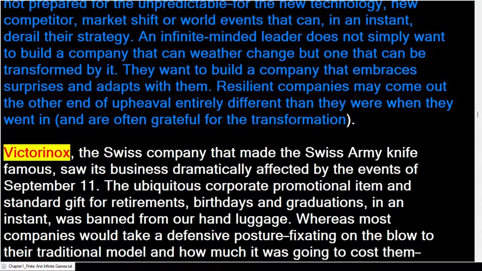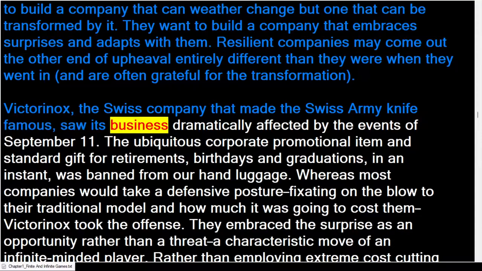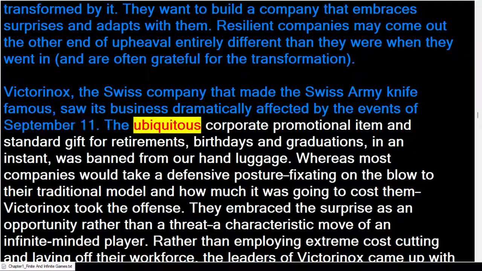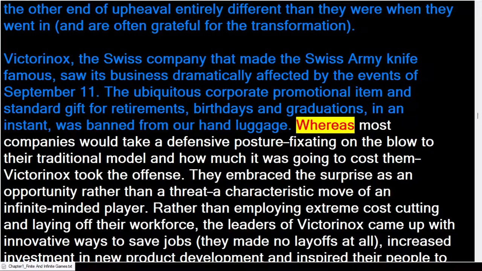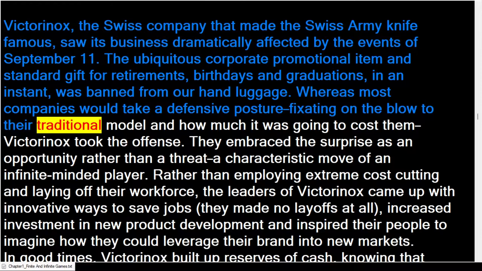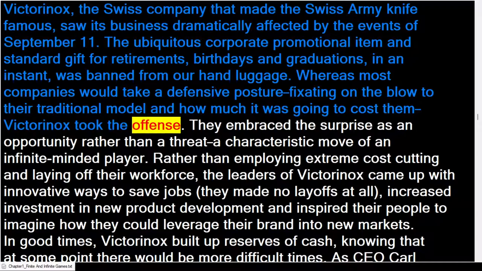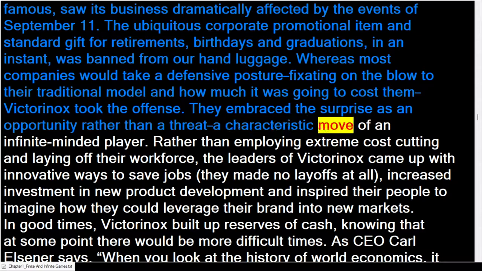Victorinox, the Swiss company that made the Swiss Army knife famous, saw its business dramatically affected by the events of September 11th. The ubiquitous corporate promotional item and standard gift for retirements, birthdays, and graduations, in an instant, was banned from our hand luggage. Whereas most companies would take a defensive posture, fixating on the blow to their traditional model and how much it was going to cost them, Victorinox took the offense. They embraced the surprise as an opportunity rather than a threat, a characteristic move of an infinite-minded player.